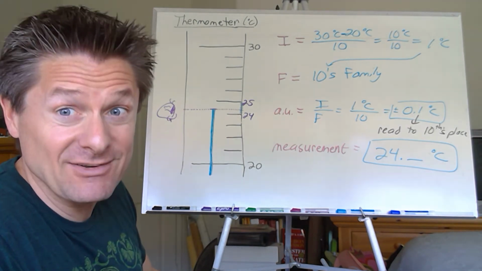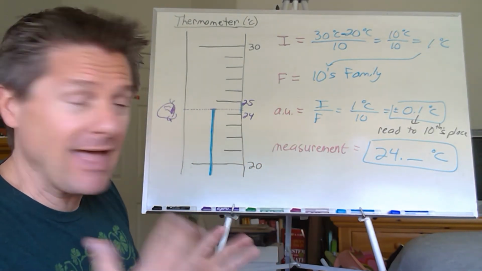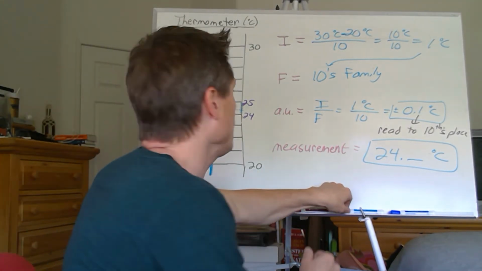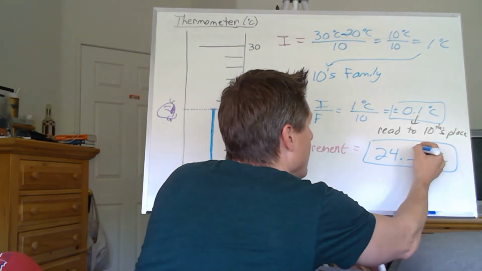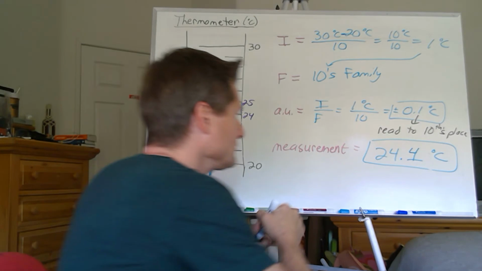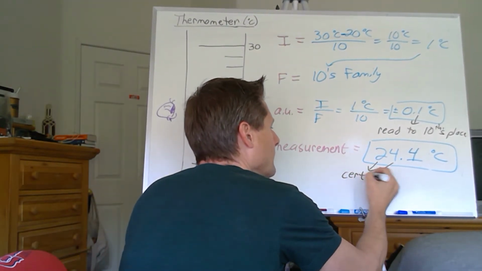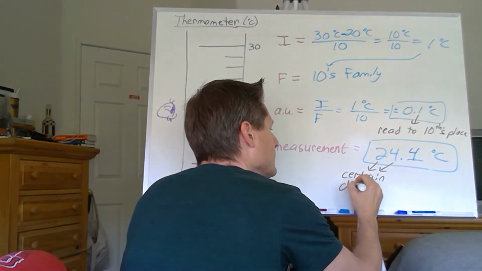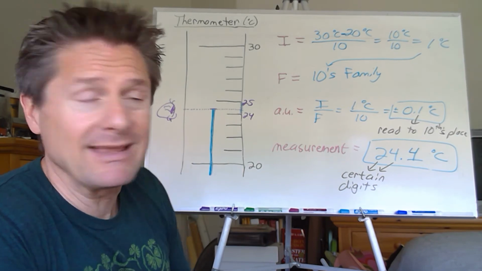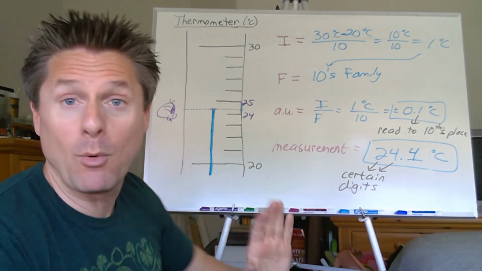Do you see how I'm not certain? I'm certain about the 24, but the tenths place, I'm not certain about that. I have to estimate that. So I would say 24.4 degrees Celsius. And would you agree that the 2 and the 4 are both certain digits? Everybody reading this properly, as long as you don't have any systematic error, you're not reading it upside down, we'd all get 24 point something, everybody.